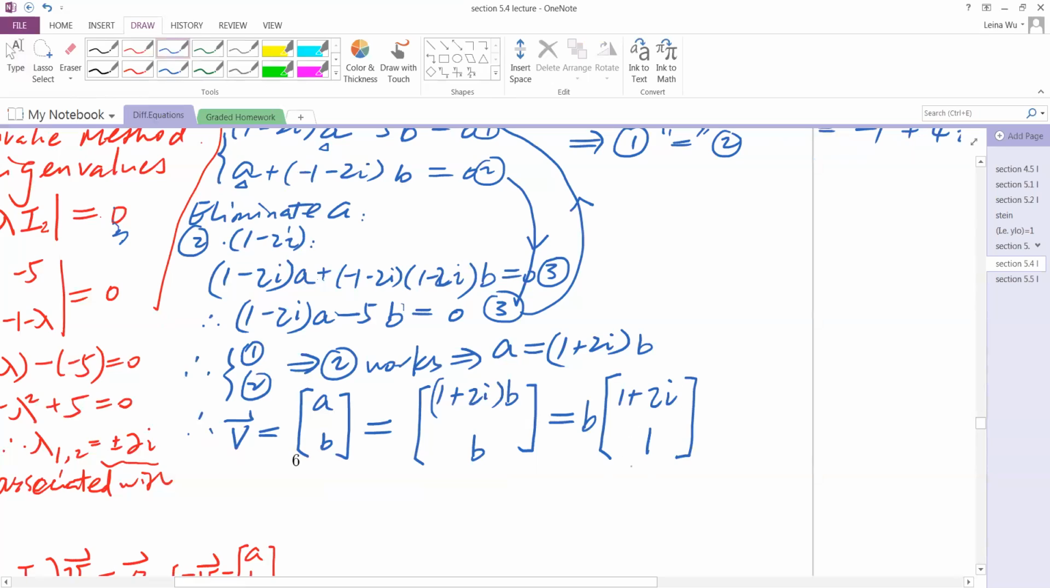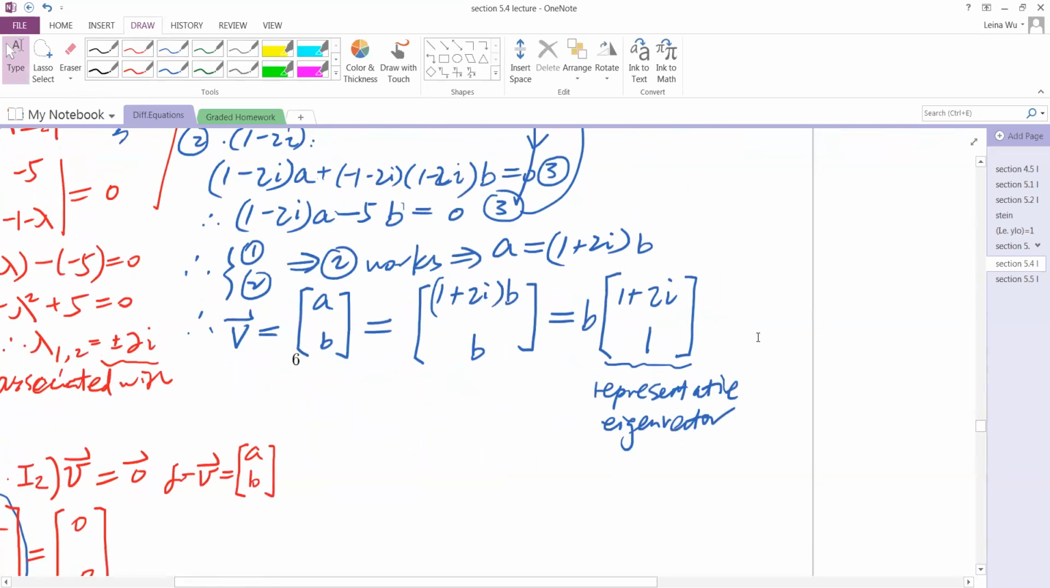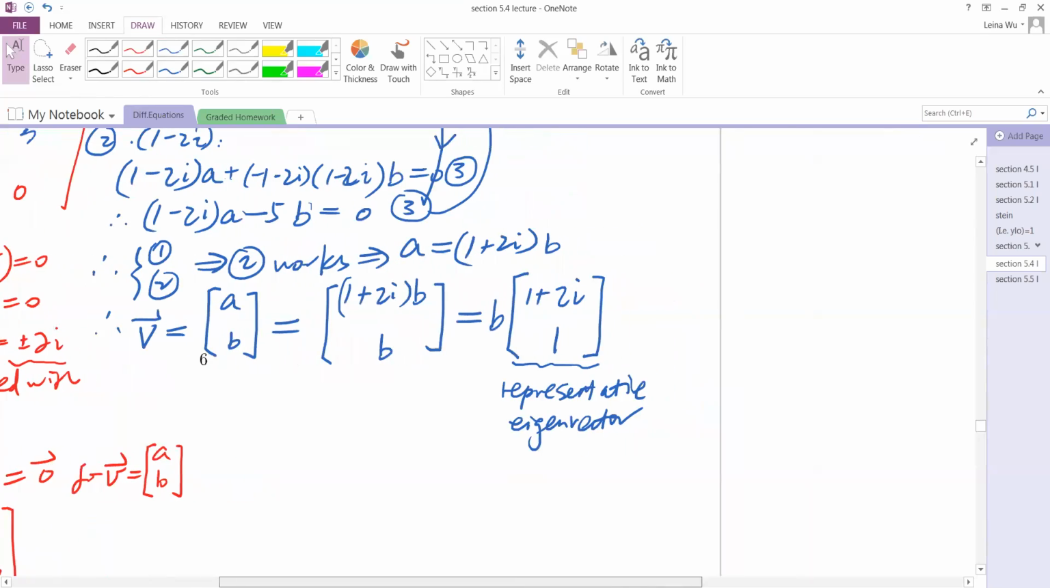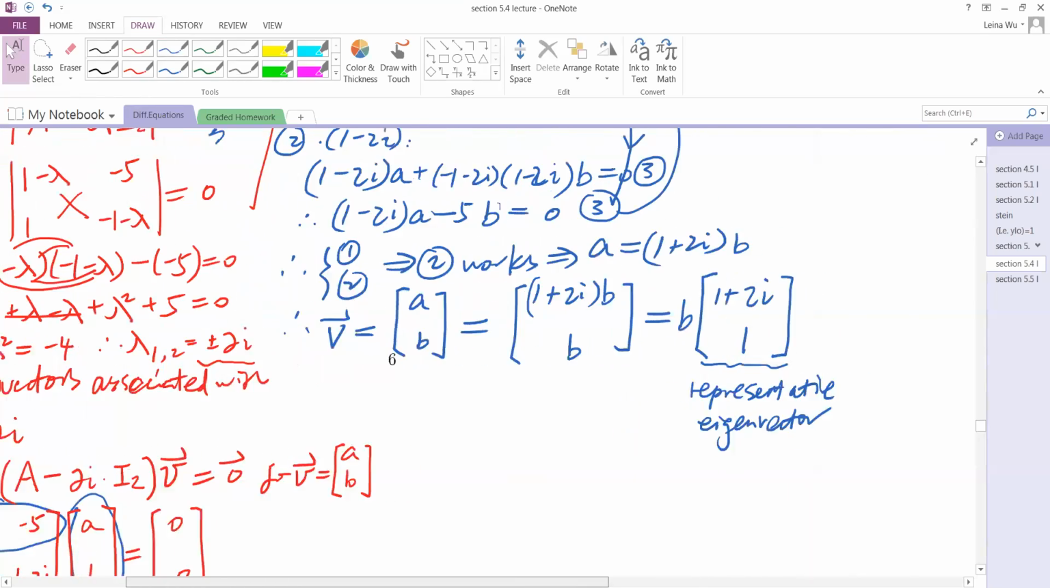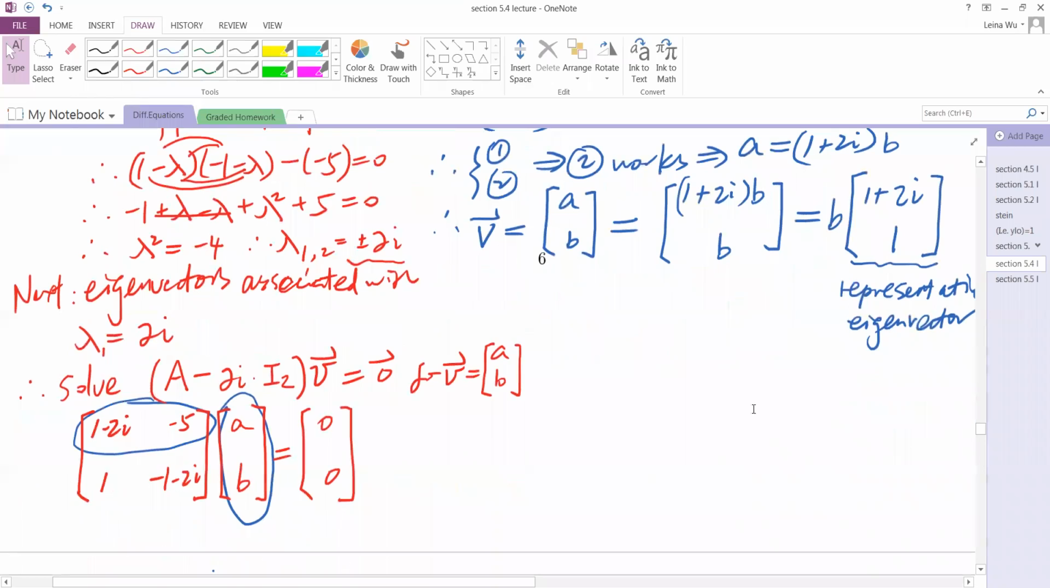Make sense? So this will just be the representative eigenvector. Good so far? So the eigenvector associated with λ1 equals 2i, I just get 1 plus 2i, 1. Okay. I'm going to let you guys try the eigenvectors associated with λ2, which is -2i.